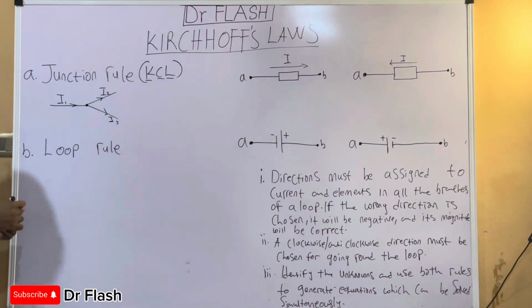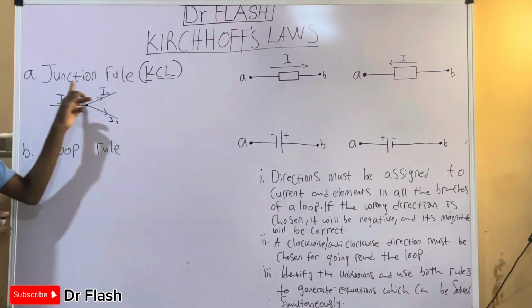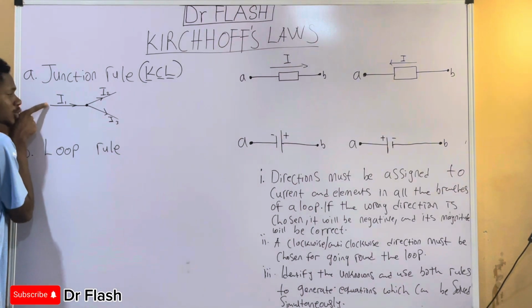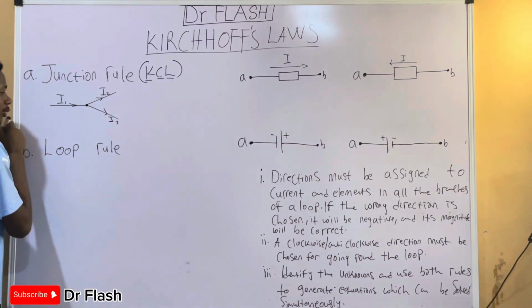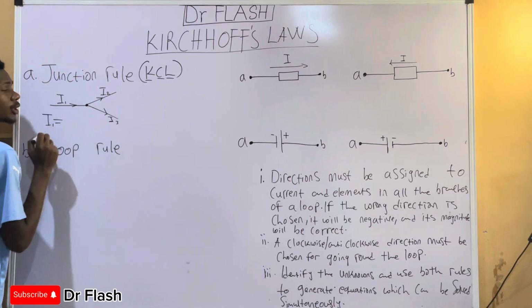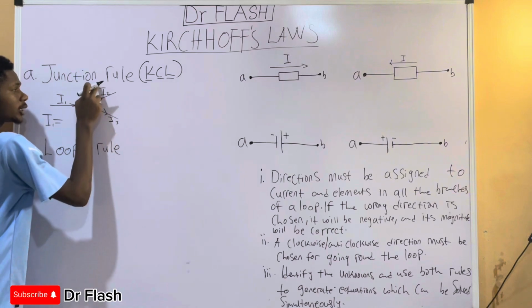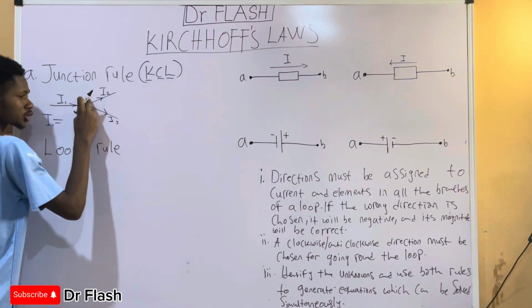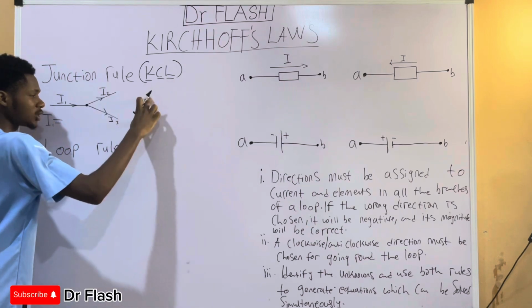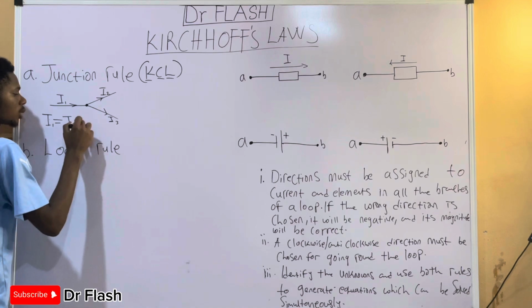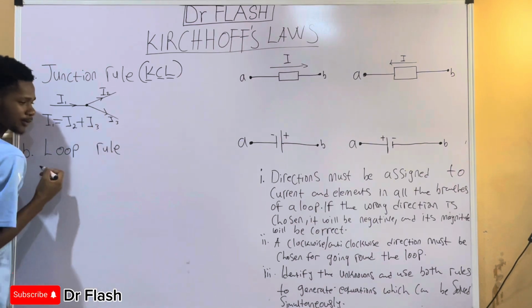So Kirchhoff's rule, or the KCL rule, which is also known as the junction rule, is saying that if I sum all the current going into the junction, which is I1, it is going to be equal to the other currents that are leaving the junction. That is, total current entering the junction should equal total current leaving the junction. So I1 is simply equal to I2 plus I3.